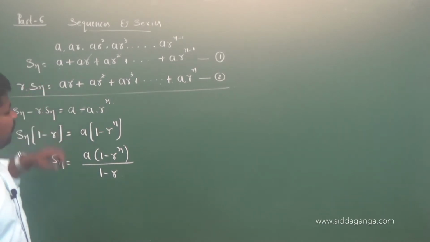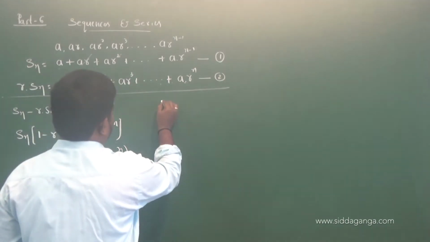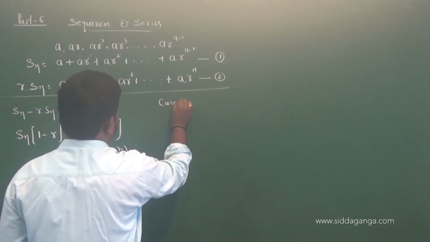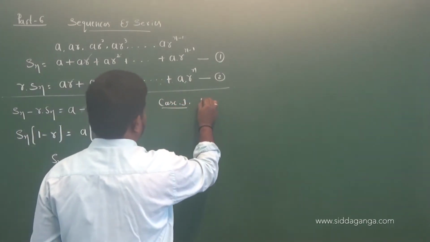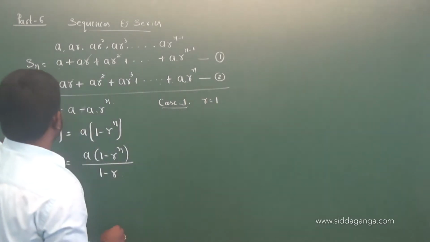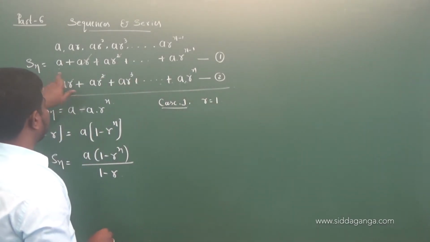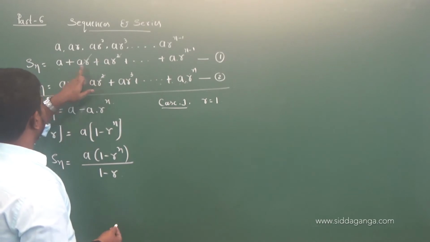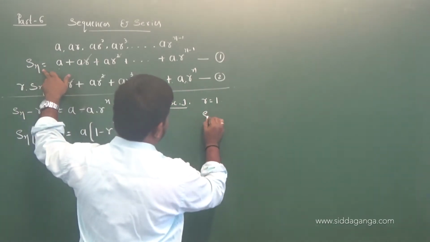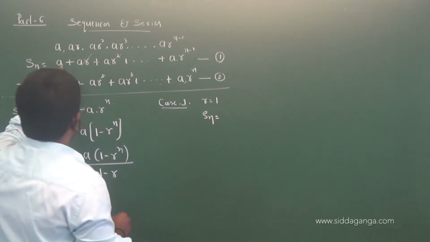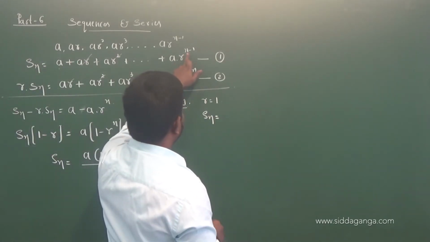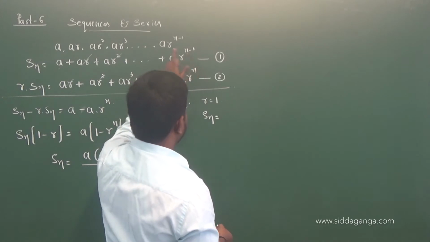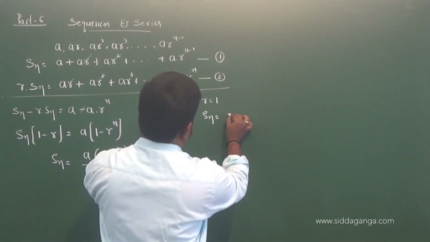In this case, whenever r is equal to 1, here we have three cases. Case 1: when r is exactly equal to 1, let me substitute r equal to 1. What happens? S_n equals a plus a and so on, a. Here r is 1, so 1 minus 1 is 0, and r to any power is 1. So you get n times a, so na becomes the sum.